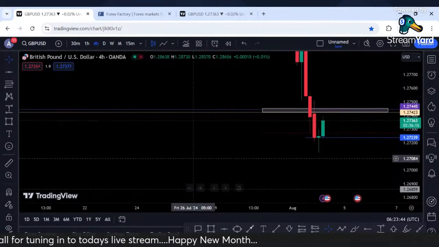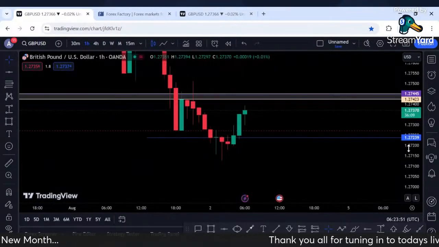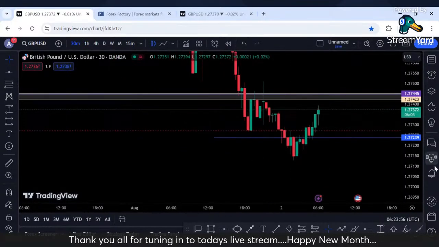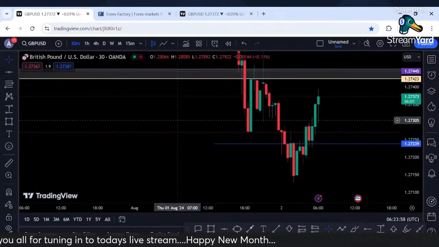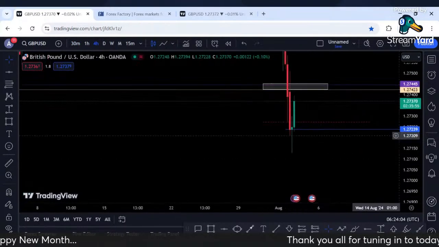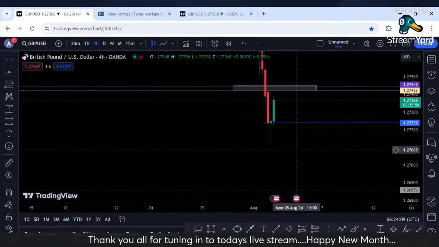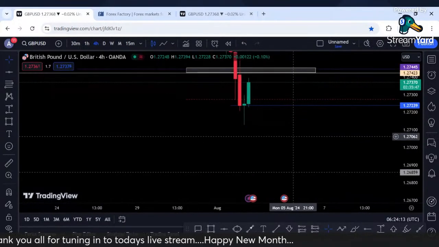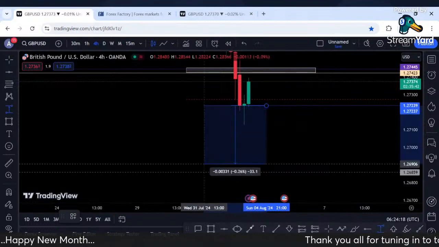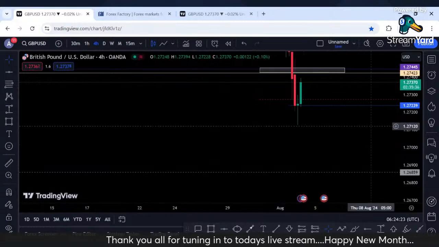So let's see what will happen when the news has been released. Let me see the time. It will happen in around 6 minutes for the data to be released. So let's wait for the data release, then we capitalize and see whether we get an opportunity for the sell. This will be the target. Let me check the pip range. Wow, it's a big range, 38 pips.